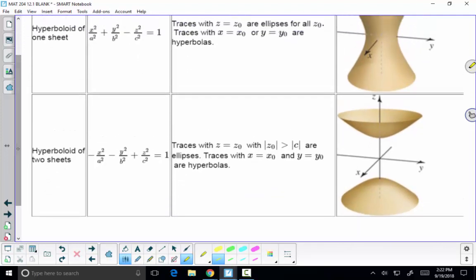That's the other hyperboloid, the hyperboloid of 2 sheets. Let's look carefully. Certainly we see the hyperbolas, in the XZ plane and in the YZ plane. But what's the intersection with the XY plane? Empty set. So if you get 2 hyperbolas and an ellipse, you know it's a hyperboloid of 1 sheet. If you get 2 hyperbolas and the empty set, you know it's the hyperboloid of 2 sheets.